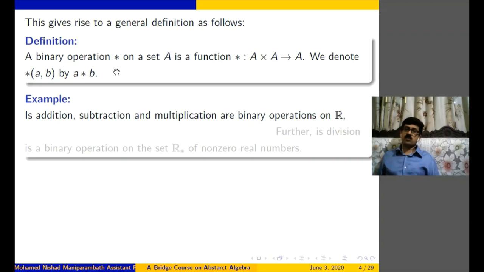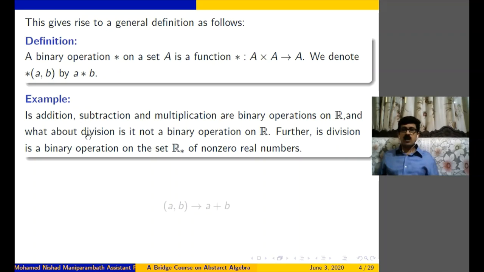As an example, I would like to discuss this. Our question is: are addition, subtraction, multiplication binary operations on R? Think about this set R. And as I said earlier, we just left one operation, that is division. So what about division? Is it not a binary operation on R? Further, if it is not a binary operation on R, is division a binary operation on the set R star? That is our question, where R star means the set of all real numbers excluding zero, that means the set of non-zero real numbers. So from the question itself, it is very clear.